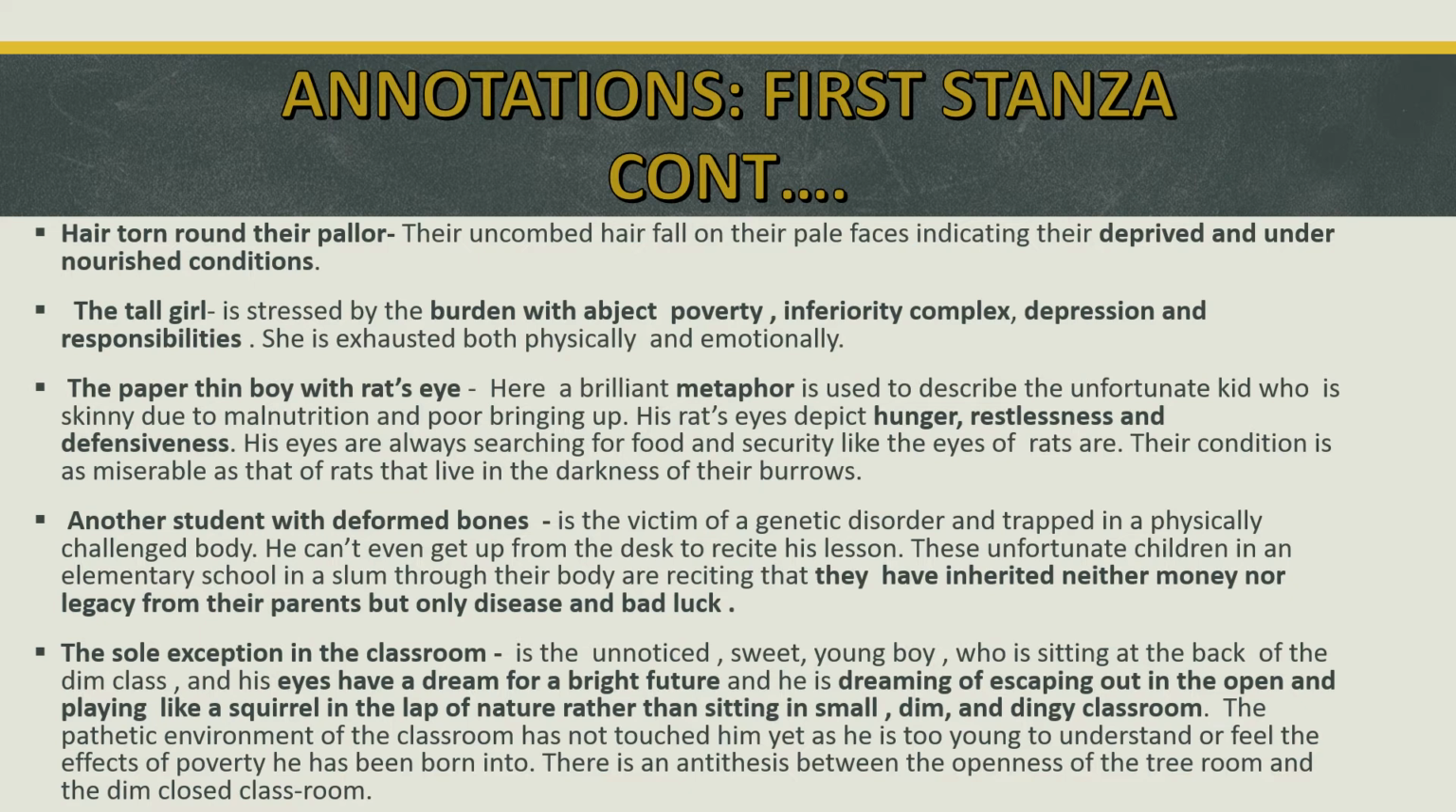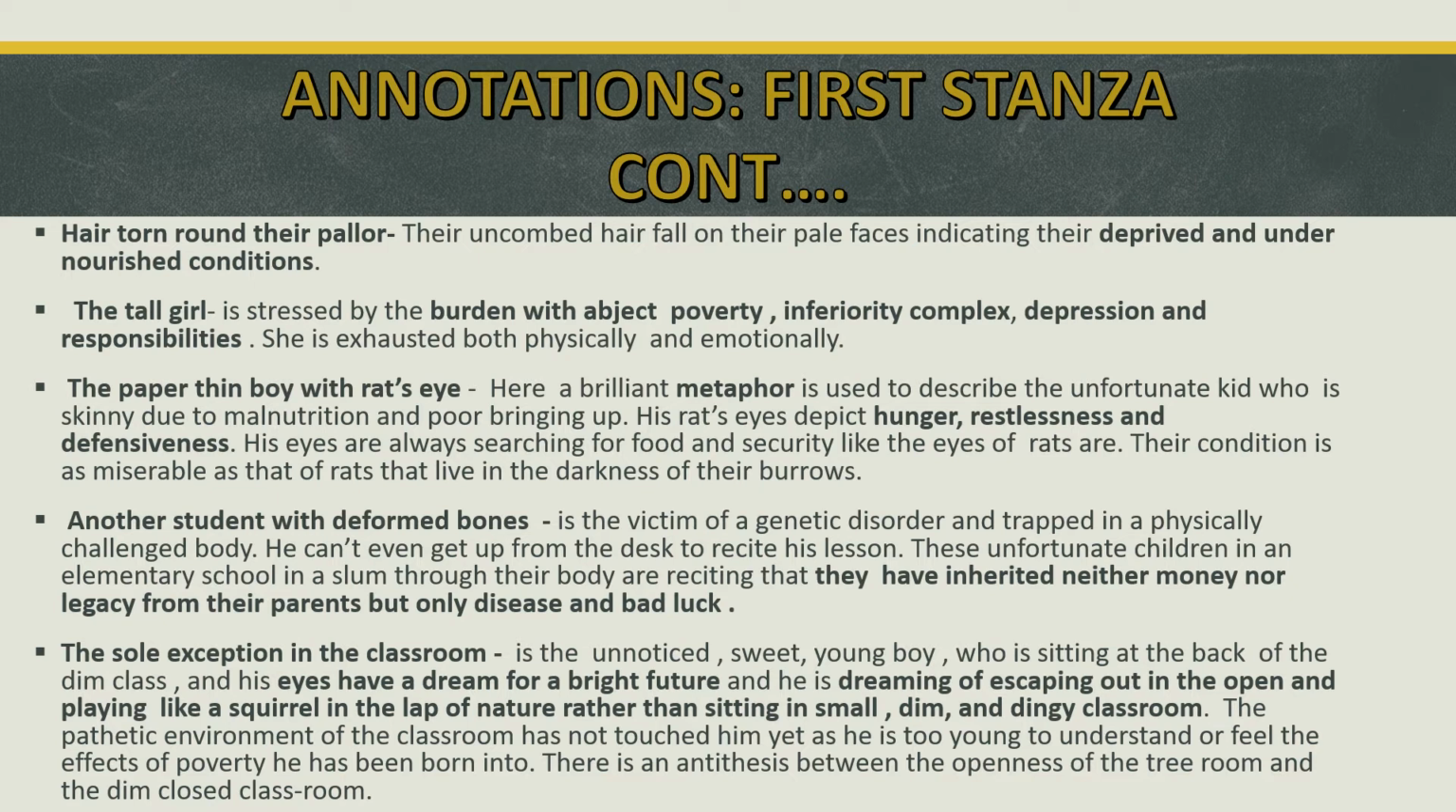Now, another student with deformed bones is described here in this stanza. He is actually the victim of a genetic disorder and he's trapped in a physically challenged body. He can't even get up from the desk to recite his lesson.